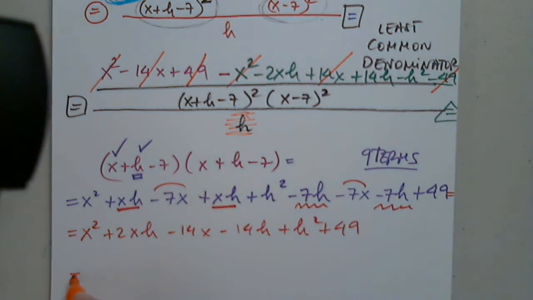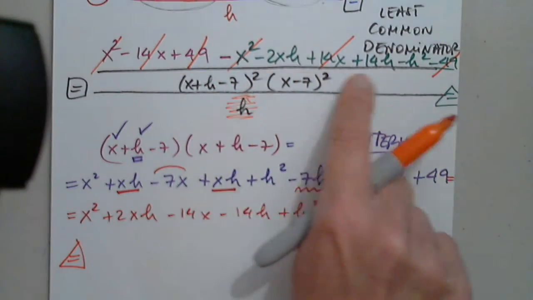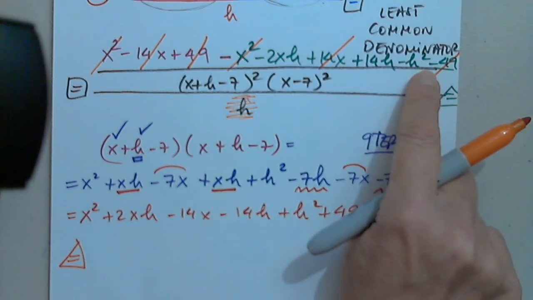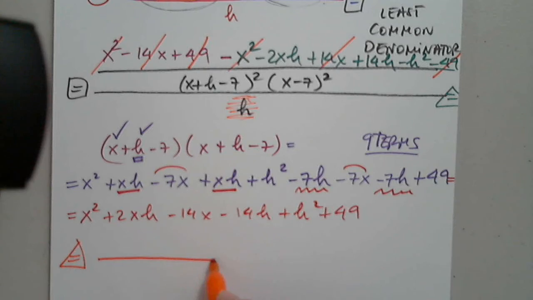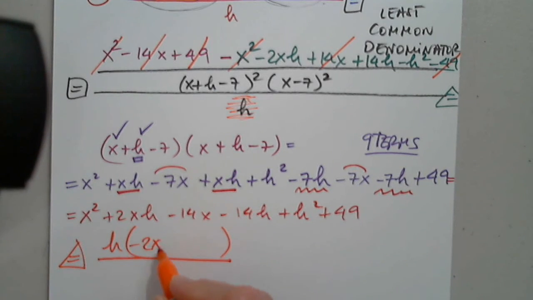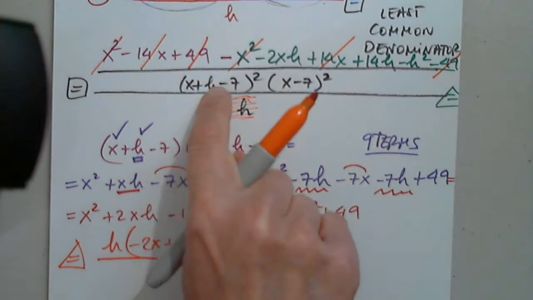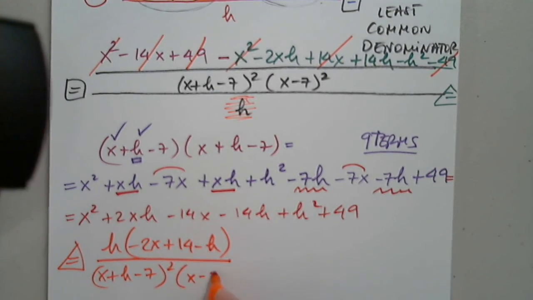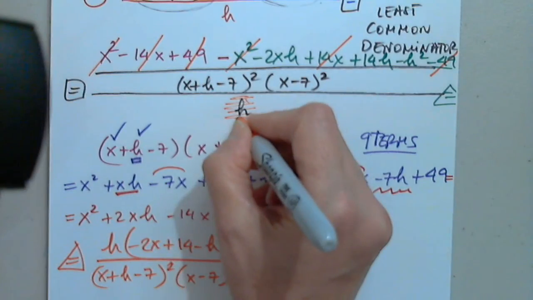Now number 2 has to disappear. So I put a triangle so you know where I continue. The top has 1, 2, 3 terms. What do they have in common? They all have an h. Very good. Let's see what is left in parentheses. Negative 2x plus 14 minus h. Excellent. I have to copy the denominator. X plus h minus 7 squared, x minus 7 squared. And this h is h over 1.